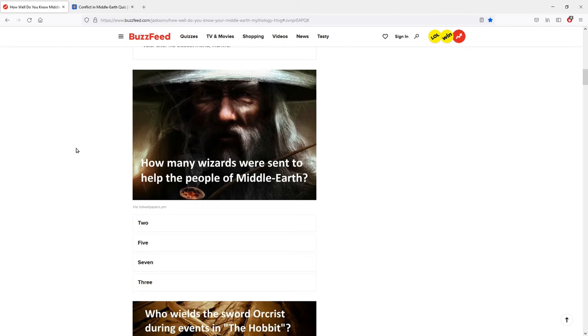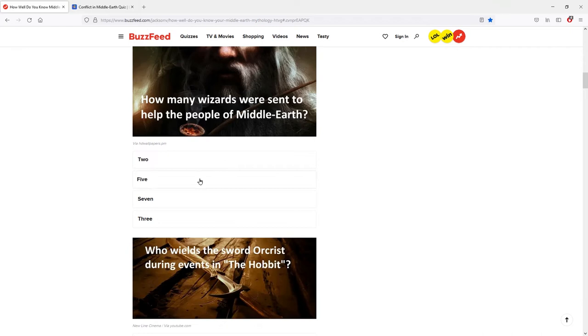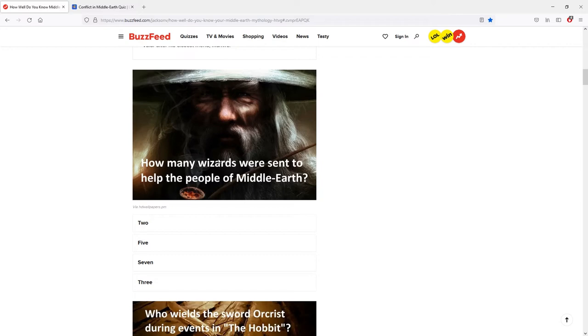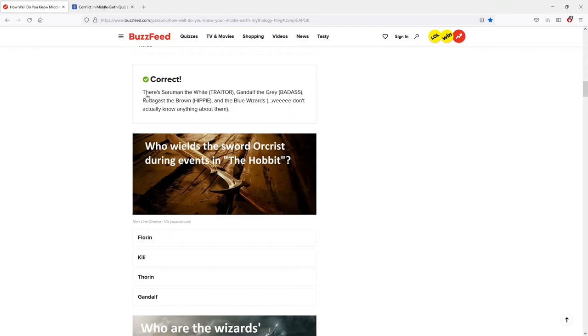How many wizards were sent to help the people of Middle-earth? 2, 5, 7, or 3? I think most people would have said 3, because those are the most famous, which would be Radagast, Gandalf, and Saruman, but it's 5. There is Saruman the White, the traitor, Gandalf the Great, the badass, Radagast the Brown, the hippie, and the Blue Wizards. We don't actually know anything about them. And that's true, because we know the original names and the names that they were given when they went to Middle-earth, and that's pretty much it. No one knows what happened to them.